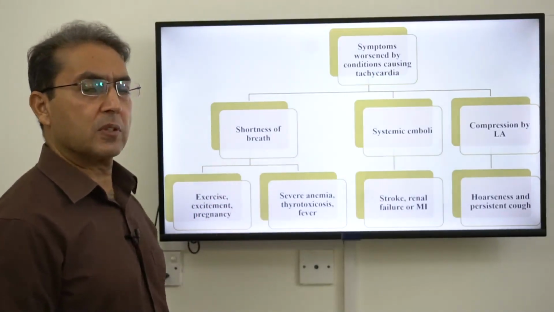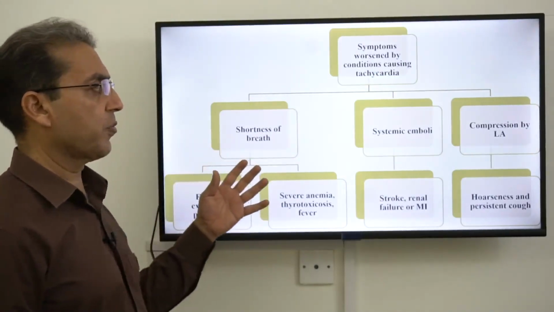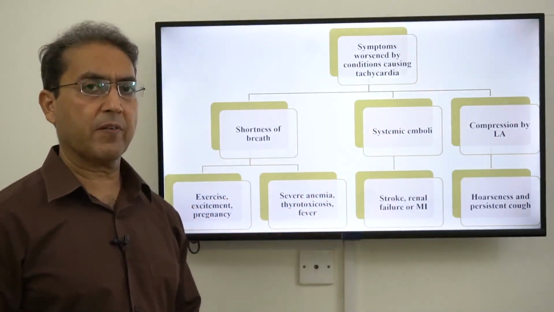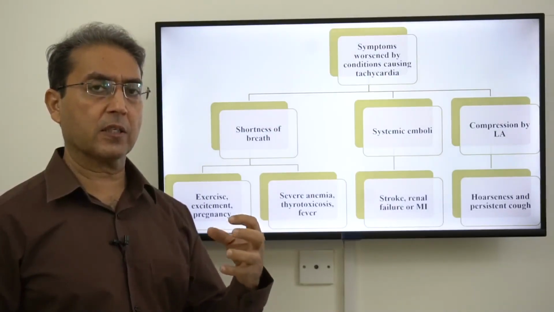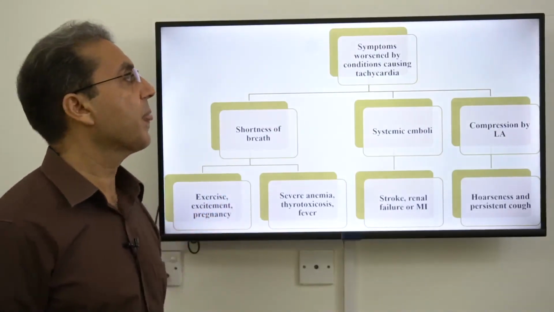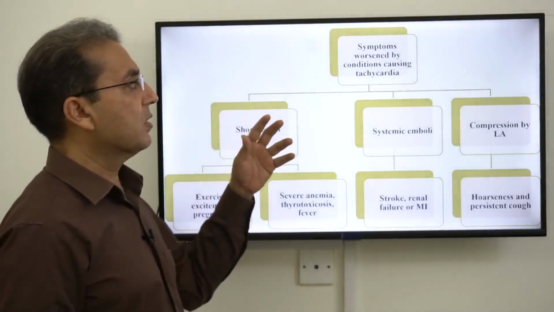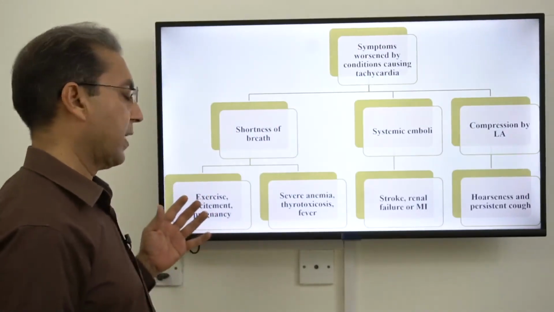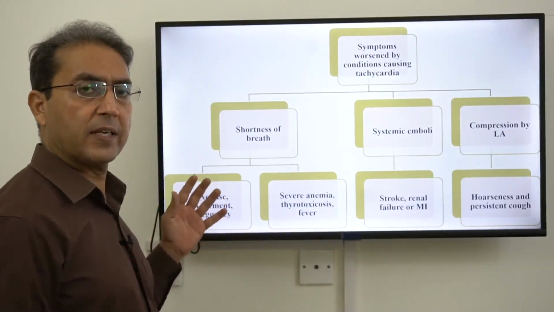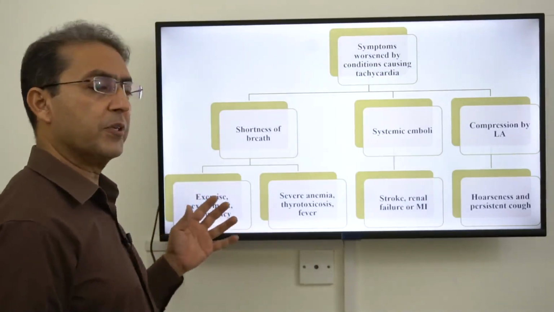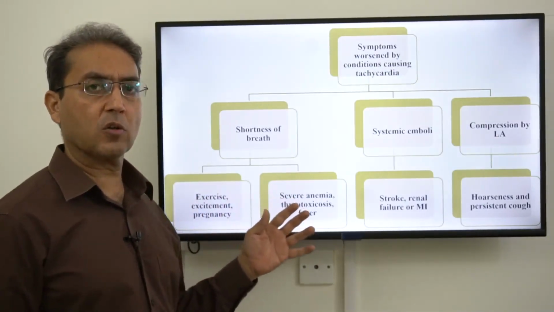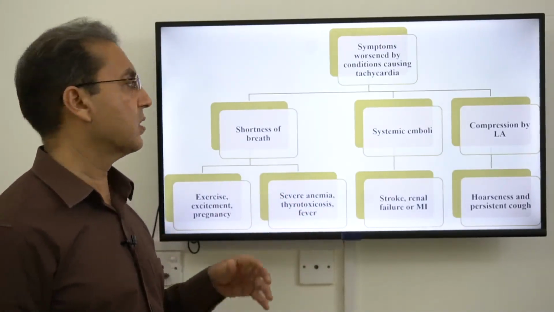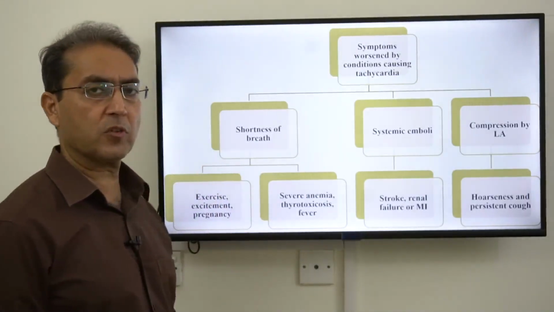Then what are the symptoms? Symptoms are shortness of breath, systemic emboli, and the compression caused by the left atrium, which is enlarged and compresses the surrounding structures. Now, any symptoms can be worsened by anything which causes tachycardia. For example, if there is excitement, there is pregnancy, the patient has severe anemia, thyrotoxicosis or fever, anything which causes tachycardia worsens these symptoms, particularly the symptom of shortness of breath.